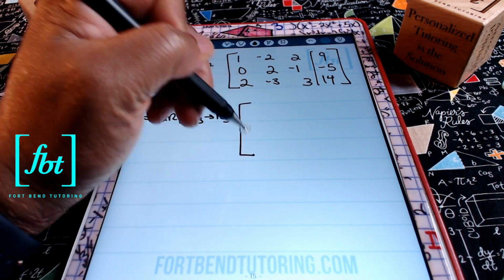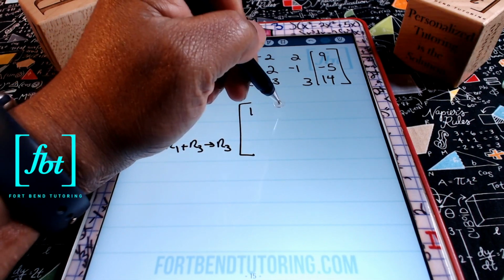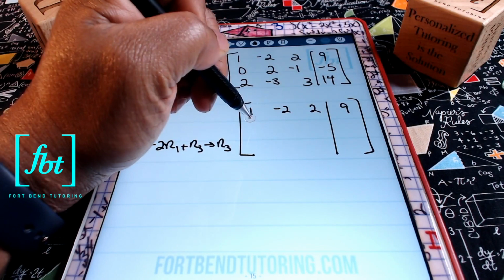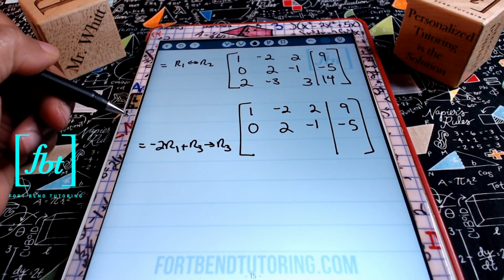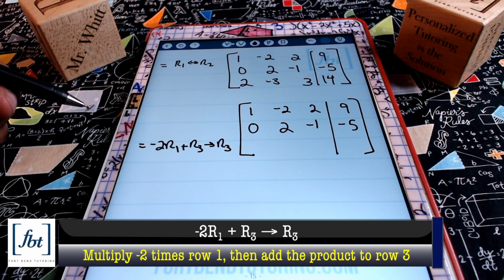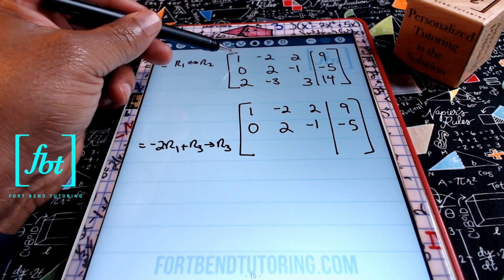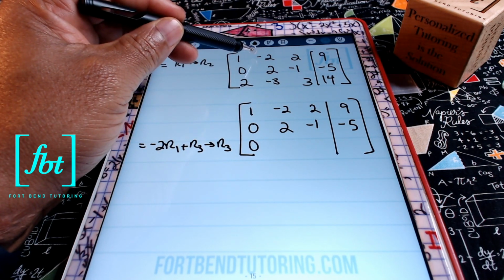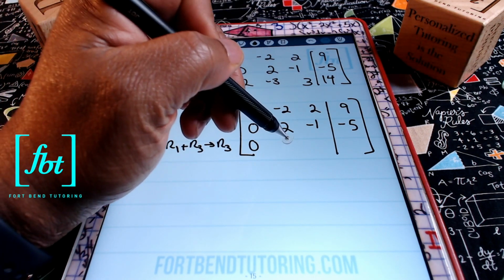So from here, my first 2 rows will remain the same. That means that I'll bring down 1, negative 2, 2, and 9, as well as 0, 2, negative 1, negative 5. For this third row, however, we'll multiply negative 2 times row 1, then add that to row 3, and then write the result in row 3. So negative 2 times 1 is negative 2. Negative 2 plus 2 gives me 0. Then multiplying negative 2 times negative 2 gives me positive 4. Positive 4 and negative 3 combined to give me positive 1.